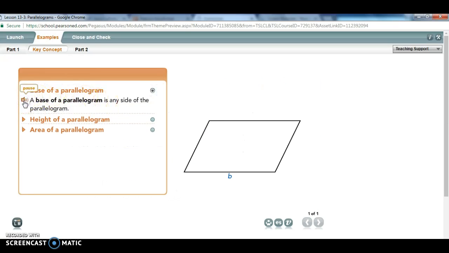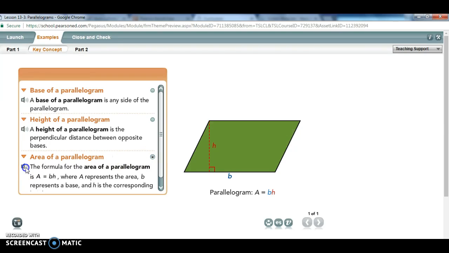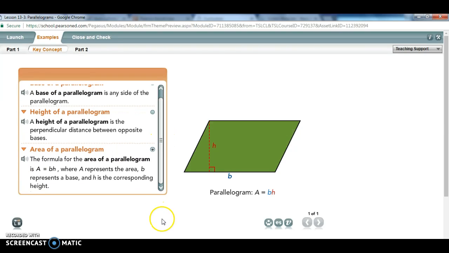A base of a parallelogram is any side of the parallelogram. A height of a parallelogram is the perpendicular distance between opposite bases. The formula for the area of a parallelogram is A equals B times H, where A represents the area, B represents a base, and H is the corresponding height. So parallelograms have the same area formula as a rectangle.